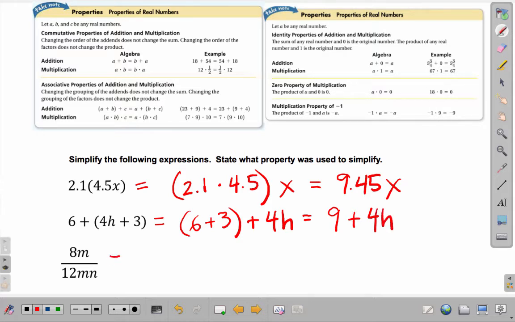Third expression here, we've got a fraction. What we're going to do with this fraction is use the associative property of multiplication. Anytime we have a fraction like this that has multiple items in the numerator and multiple items in the denominator, no addition or subtraction, just all multiplication, we know that the numerator is 8 times m. We know that the denominator is 12 times m times n. The next thing that we need to do is separate this big fraction into separate fractions.